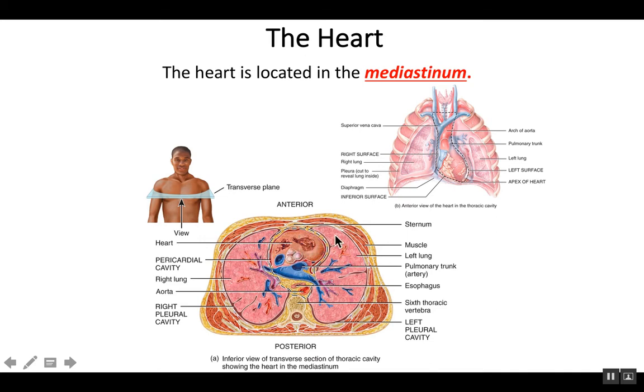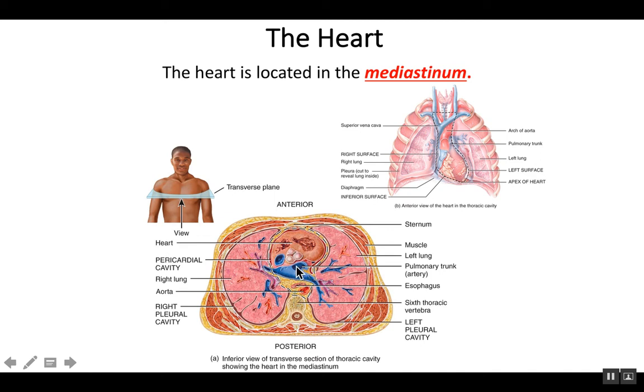This transverse plane is viewed from below, so we're looking up at the heart. So when you look up at the heart, this would be the left side of the heart, this would be the right side of the heart. Positioned in between your lungs, posterior to the sternum, so the sternum or breastbone is protecting the heart. It lies anterior to your vertebrae. They show the sixth thoracic vertebra.